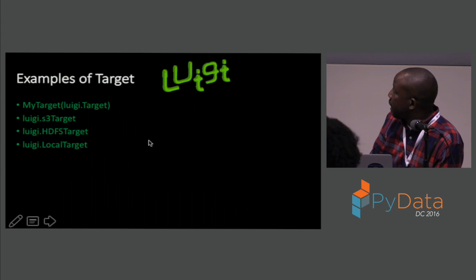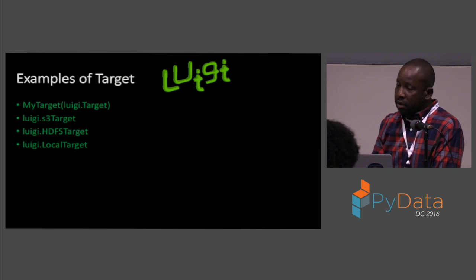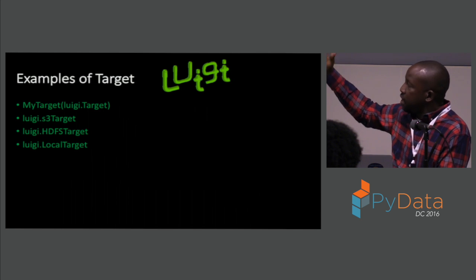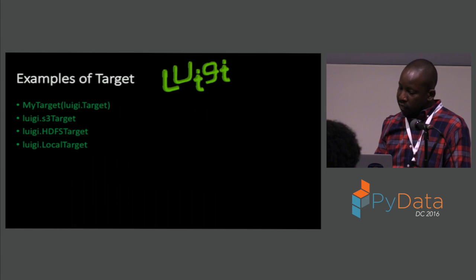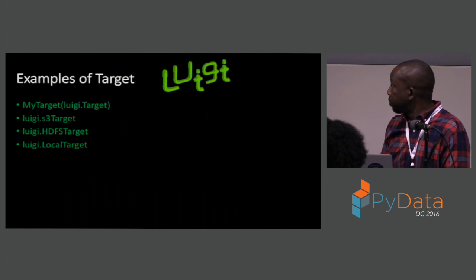So for examples of targets, you could create your own target by inheriting from Luigi.target. There's an S3 target, an HDFS target, and a local target, where we're writing to a local file. And many other targets are specified in the documentation.